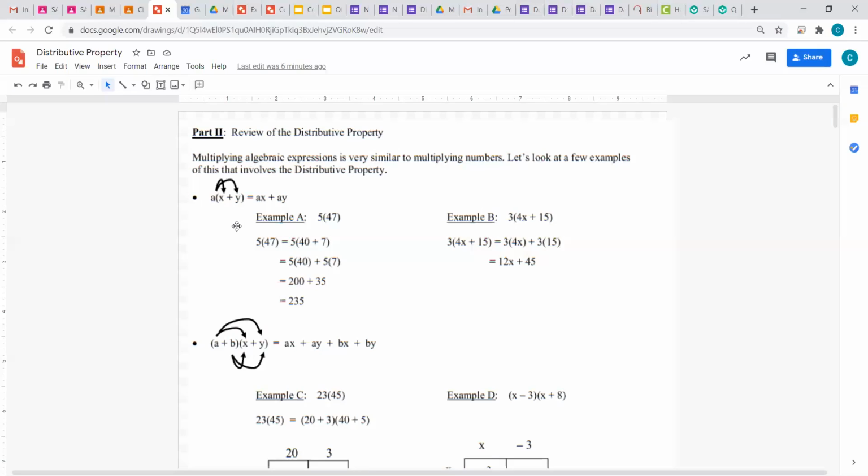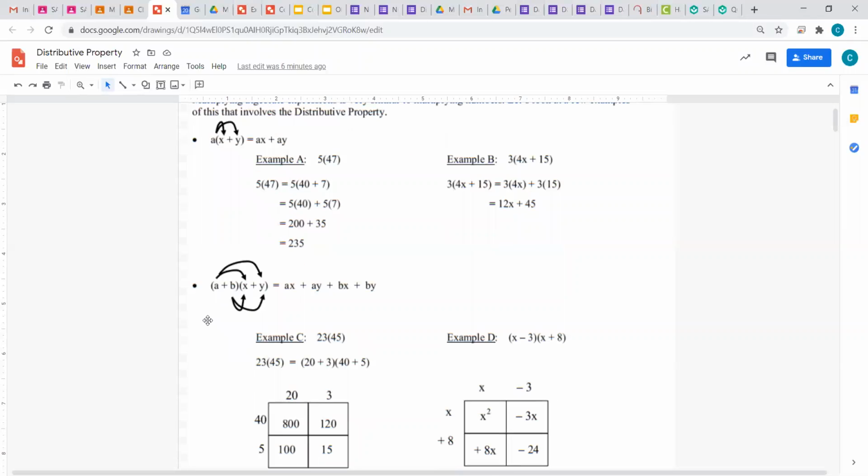First, this first example here, this general example, is multiplying a monomial by a binomial, right? Mono means one, bi means two. And how I think about it is just the A is multiplied by everything in the parentheses. Since there's two things in the parentheses, you multiply A by both of them.